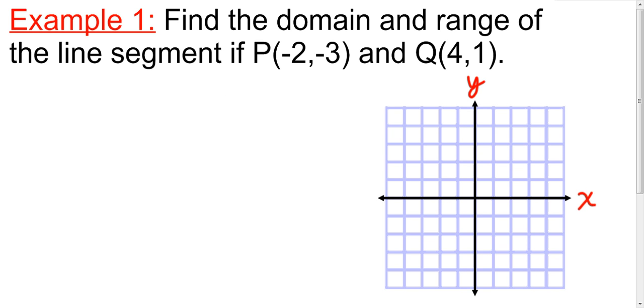In example 1, it says find the domain and range of a line segment P(-2, -3) and Q(4, 1). So obviously our first job here is to graph the line segment. You'll notice that it has a beginning and an end.